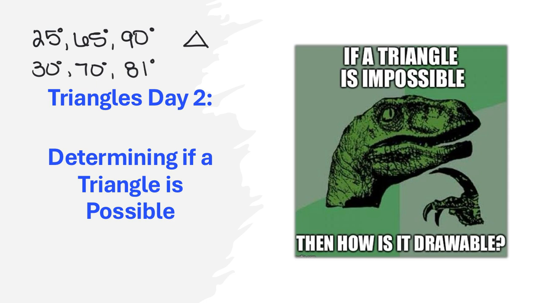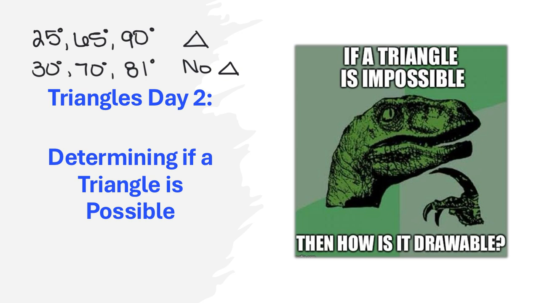30 degrees, 70 degrees, 81 degrees. Can these three angles be the measure of a triangle? Fisher? No. Why no? It's 1 over 180. Very good. It does not add up to 180, so it cannot be a triangle. That's simple enough, correct? All right.